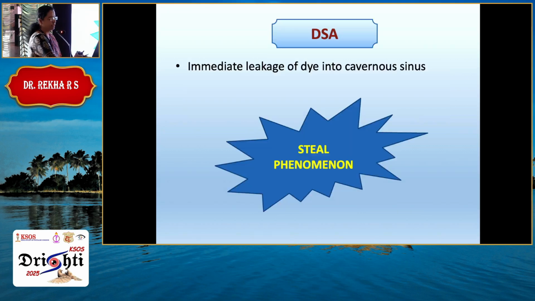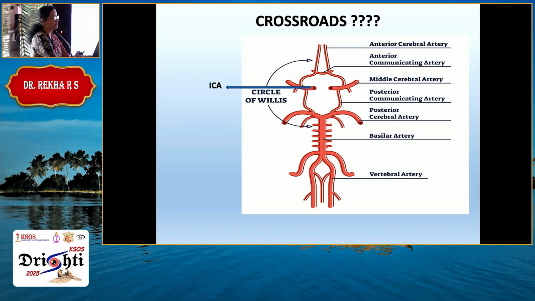So at this time, he agreed to do the DSA. While doing the digital subtraction angiography, not only was there immediate leakage of dye into the cavernous sinus, there was something interesting called the steal phenomenon. So this was the crossroads I was talking about.